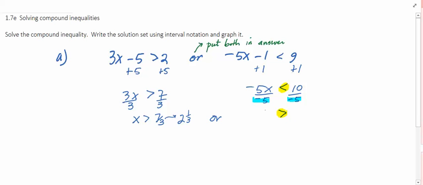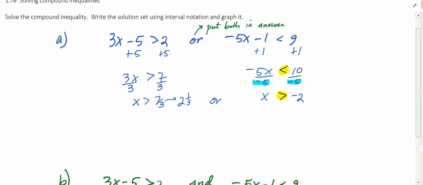Let's take a look at this. We have then x is greater than -2. All right, now the important part here, yes, we've solved it, but now we're going to write the solution set using interval notation and graph it. Actually, I'm going to reverse those. I'm going to go ahead and graph it first, and then I'm going to write the solution set, because I think that the graphing is... I'm going to graph it first and then write it in interval notation.